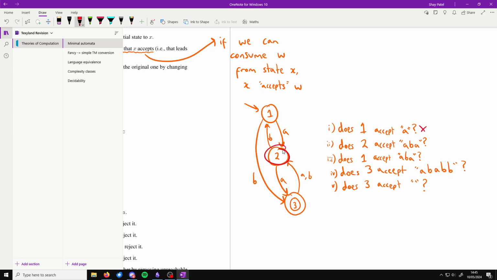Does 2 accept ABA? We end on an accept state. So, yep, 2 accepts ABA. Does 1 accept ABA? We end on 2. That is not an accept state. Does 3 accept ABABB? So from 3, A, B, A, B, B. We end up on 3. So it does, in fact, accept that string. And then finally, does 3 accept the empty string? If we're at 3 and we don't consume any characters, we just accept. Cool.